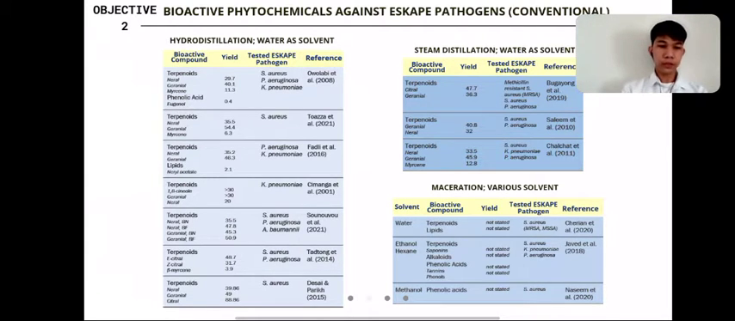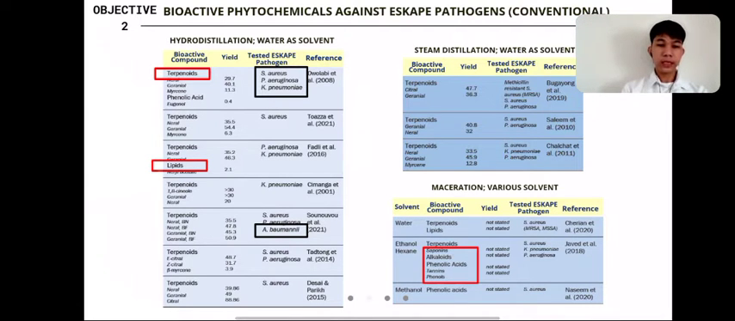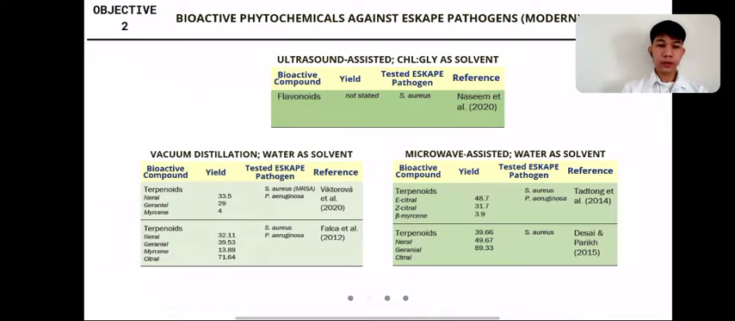In conventional methods, terpenoids are the most extracted bioactive compounds against S. aureus, P. aeruginosa, K. pneumoniae, and Acinetobacter baumannii. Similarly, presence of lipids, phenols, tannin, saponins, alkaloids, and flavonoids were also observed to be bioactive against S. aureus, P. aeruginosa, and K. pneumoniae. In modern methods, terpenoids are displayed to be bioactive against S. aureus and P. aeruginosa, while the presence of flavonoids suggested to be bioactive against S. aureus.